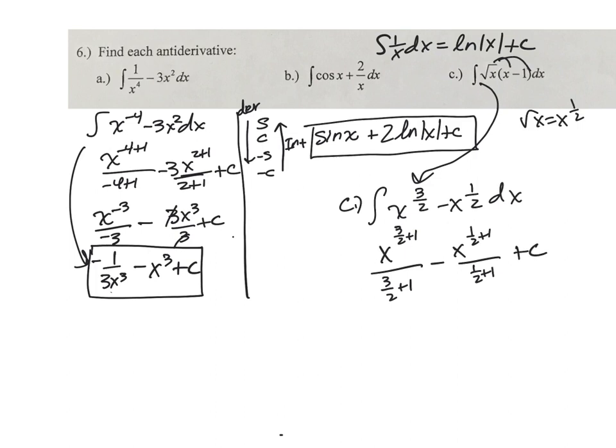And then simplifying a little bit, 3/2 plus 1 is 5/2. And then dividing, when we divide by 5/2, that would be the same thing as multiplying by 2/5. So I'm going to rewrite this as 2/5 x to the 5/2, and then minus, let's see, 1/2 plus 1 is 3/2, and then dividing by 3/2 is the same thing as multiplying by 2/3. So that would be 2/3 x to the 3/2, and then plus c.